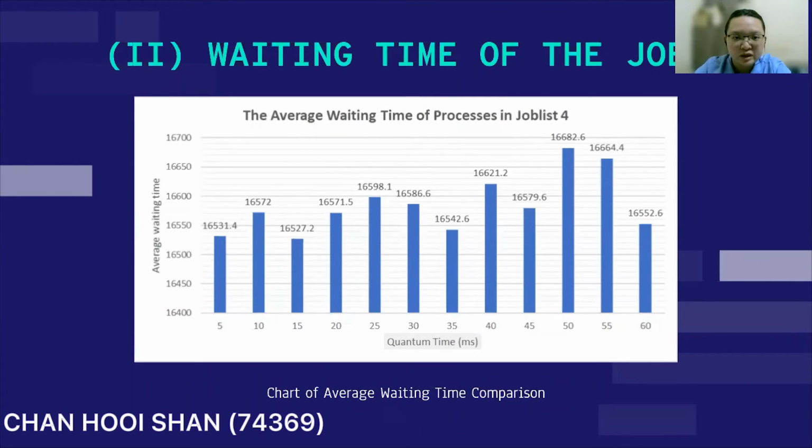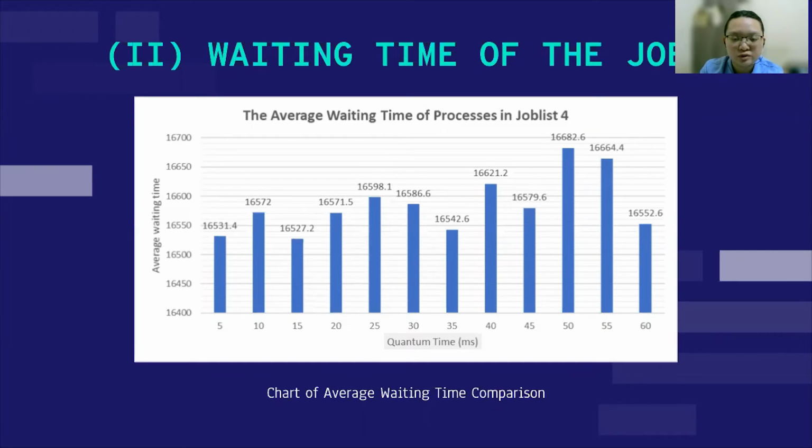The second is the waiting time of the jobs. The bar chart shows the overall analysis of how average waiting time varies with the quantum time respectively. As shown in the diagram, we can observe that the average waiting time of the jobs is 16682.6 when the quantum time is 15 milliseconds. But the best result of the average waiting time of the jobs is 16527, when the quantum time is 16 milliseconds.